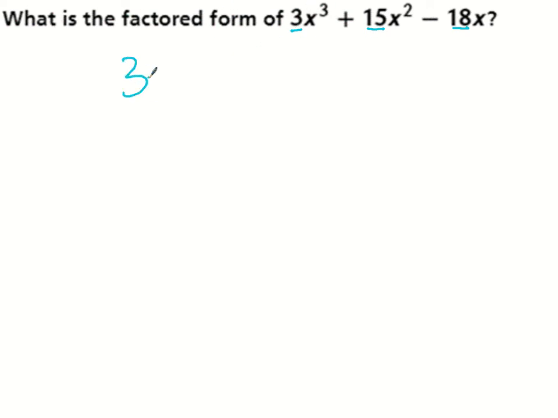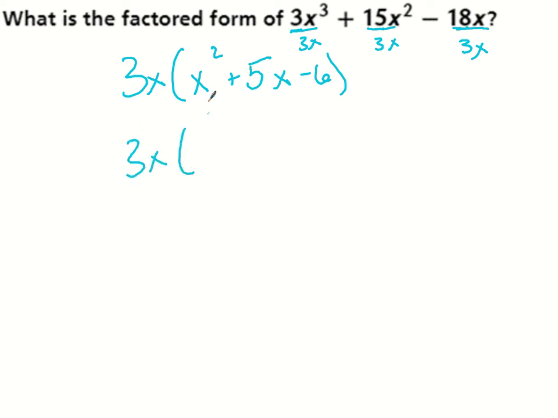So I can factor out a 3x, because this is cubic, it's not even a quadratic. If I factor out a 3x, that's going to become x squared, plus 5x, because I'm just dividing all of these by 3x, and then minus 6. Now I can factor this like normal. What are my factors of negative 6 that get me to positive 5? That's going to give me x plus 6, x minus 1.